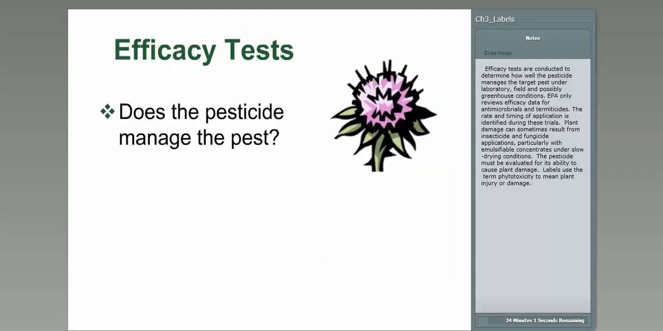Efficacy tests are conducted to determine how well the pesticide manages the target pest under laboratory, field, and possibly greenhouse conditions. EPA only reviews efficacy data for antimicrobials and termiticides. The rate and timing of application is identified during these trials.